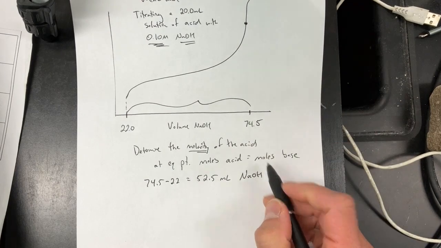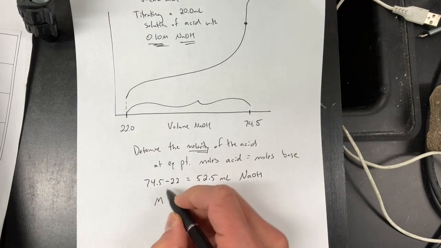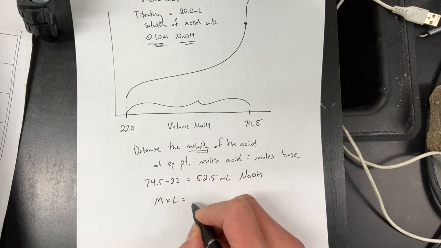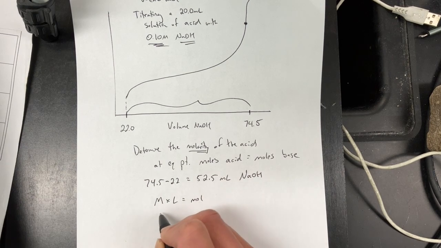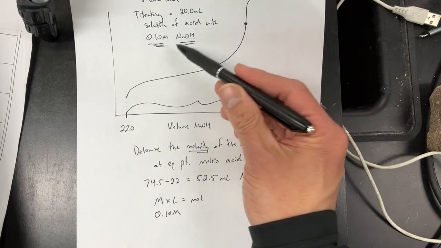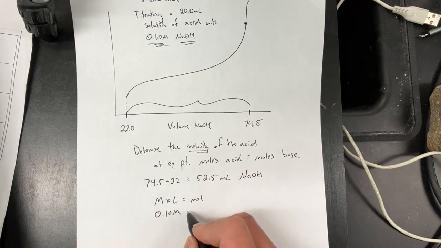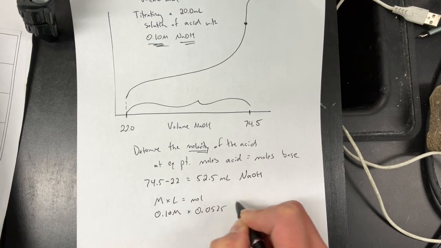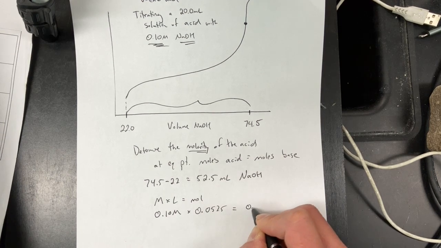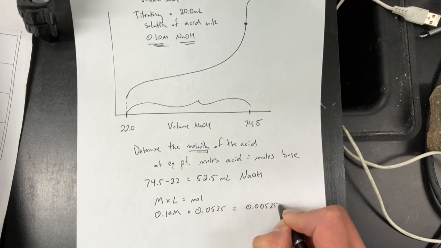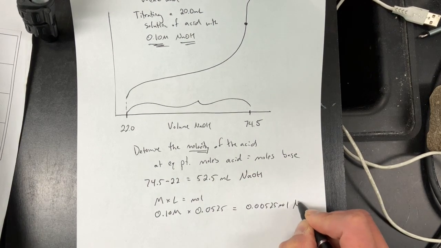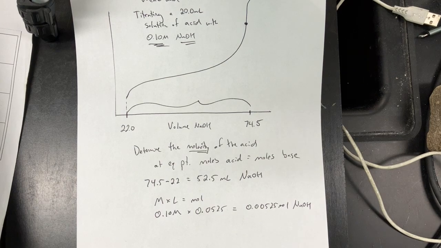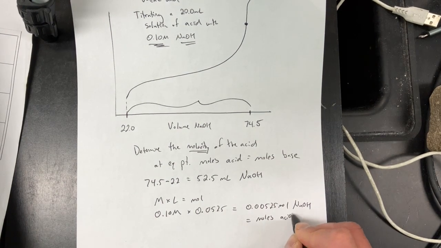Well, to get moles of base, remember molarity times liters equals moles. So 0.10 molar is my molarity of the base, times this in liters, 0.0525. That gives me 0.00525 moles of NaOH, which equals moles of acid.